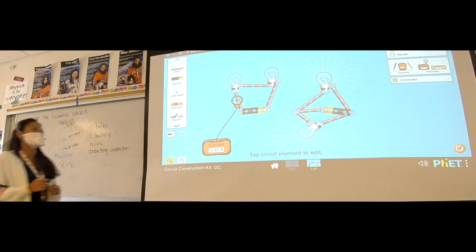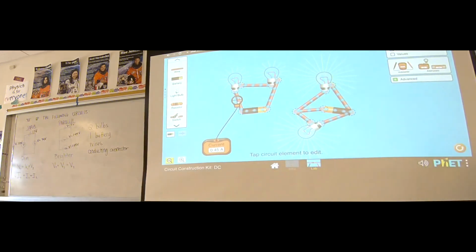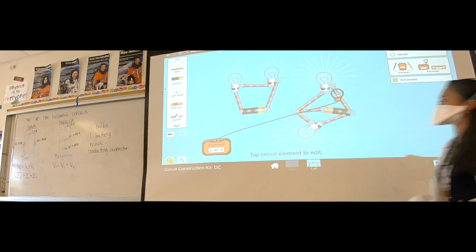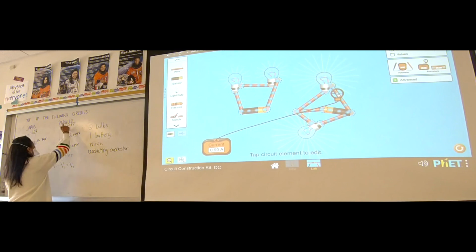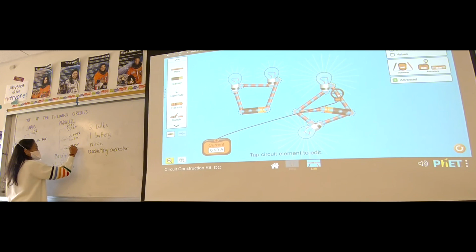Now let's look at the current for parallel. So the total current coming out of the battery is 1.8. But if I'm looking at the current that goes through light bulb 1, I get 0.9. And then if I look at the current that goes through light bulb 2, I get 0.9. So what do you notice about the current here? If I had a total current of 1.8 amps and each individual current was 0.9 amps, any pattern you notice with this one? Come on, people, it's the same.